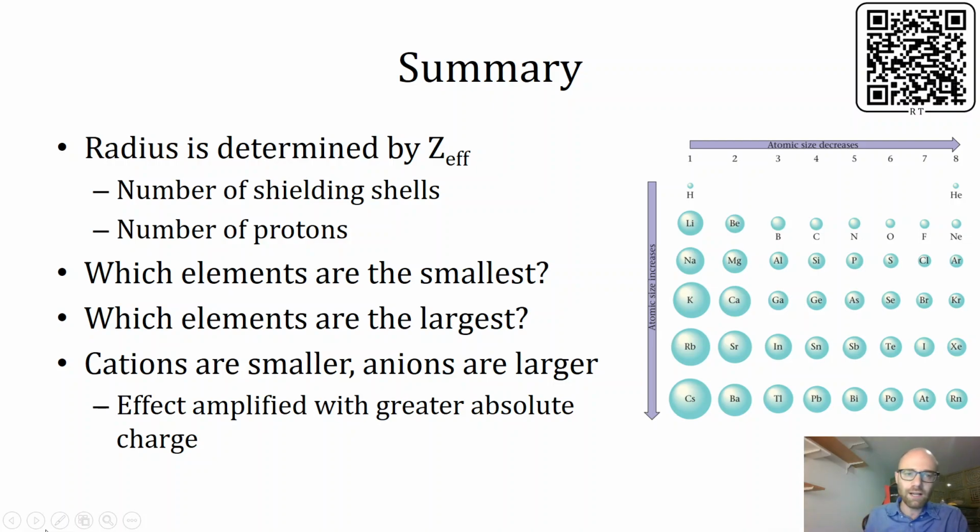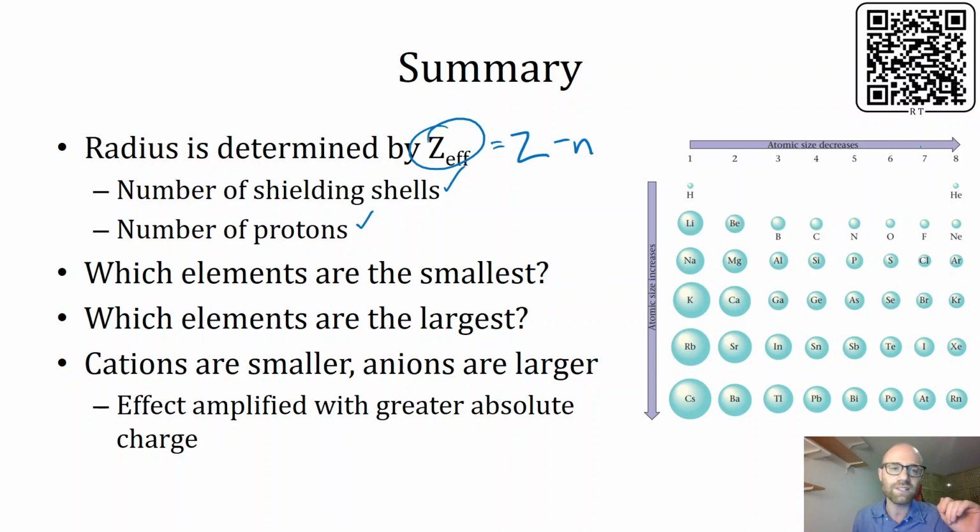So to sum things up, radius is determined by 2 things: the number of shielding shells you have and the number of protons in your nucleus, which both add up to give you your effective nuclear charge, which is just calculated by the number of protons minus the number of inner electrons. You can calculate effective nuclear charge on other levels than the valence, but we only focus on the valence.